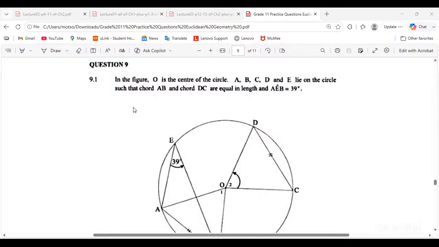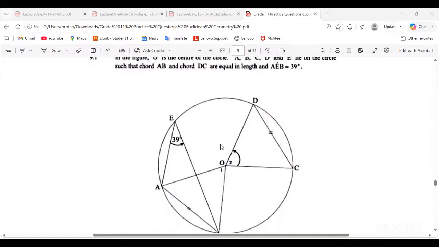9.1. 9.1 says to us, in the figure, the center of the circle is O. A, B, C, D, and E lie on the circle such that chord AB and chord DC are equal. Okay. What else are we having? OA and OB are equal in length. And the angle AEB is equal to 39 degrees. So this one is equal to 39 degrees.